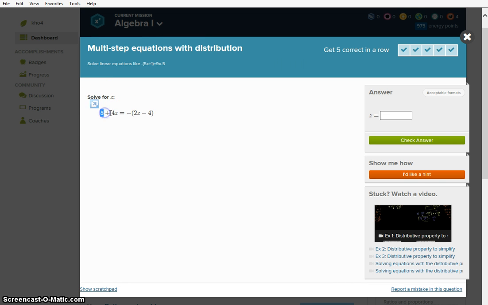So I'm going to take my negative first, and I'm going to distribute it to the 2z and minus 4. So what I'm going to end up with, if you have your papers and pencils, you should write this down. But what I am left with right now is 5 plus 4z is equal to negative 2 plus 4.